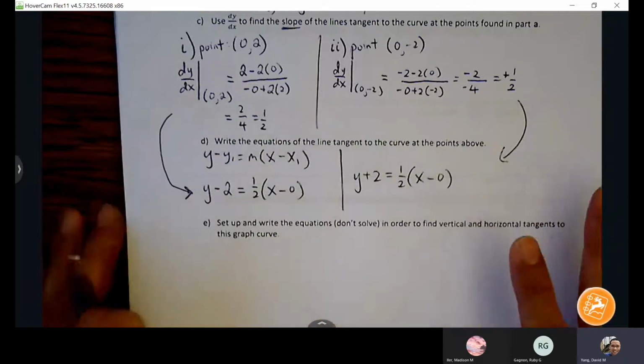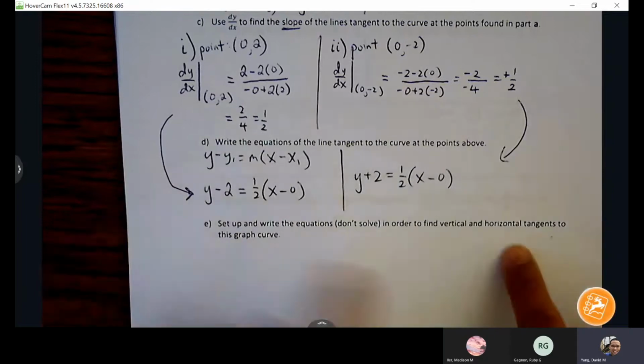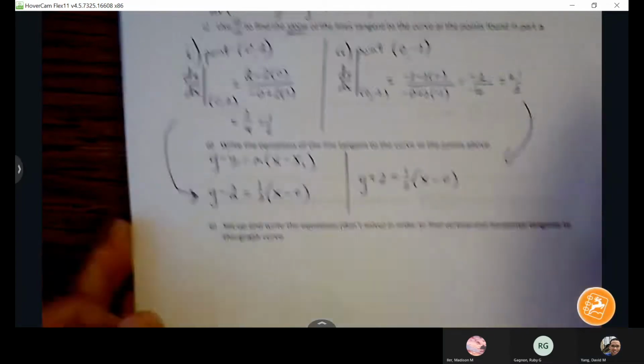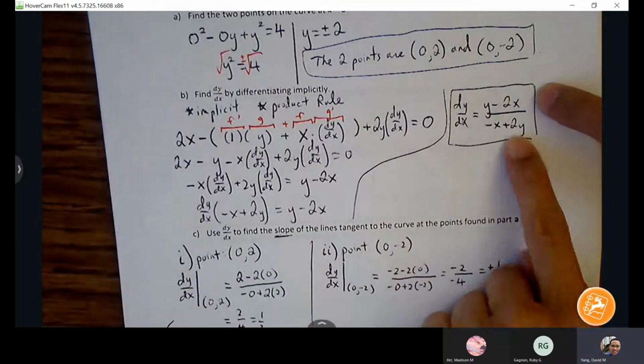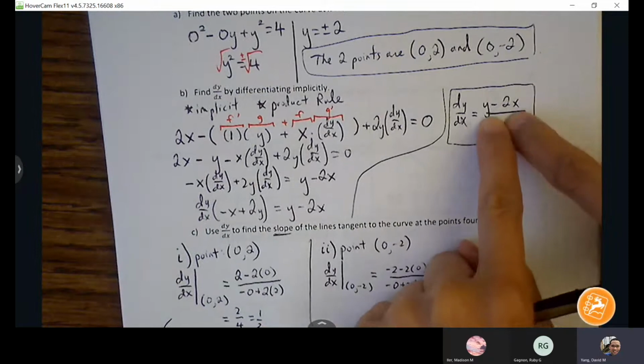Part E says set up and write equations. Okay, we're not going to solve this, but how would we go about finding vertical and horizontal tangents? Right, of the derivative. Yeah. Of the derivative, good. So the numerator of the derivative, we set that equal to 0. That's going to give us information where the graph has a horizontal tangent line.